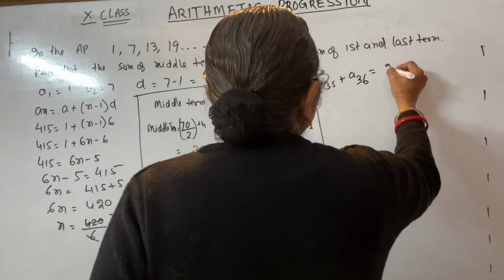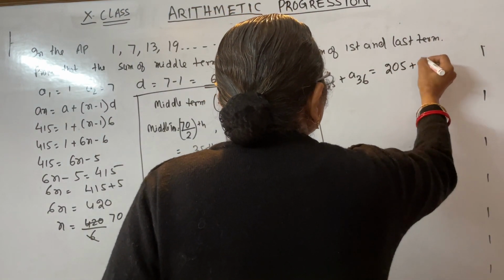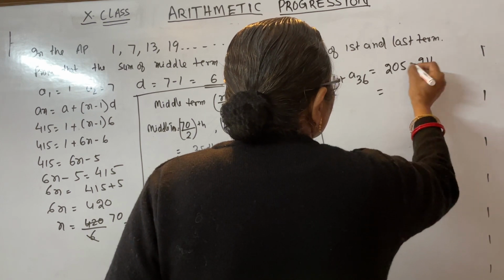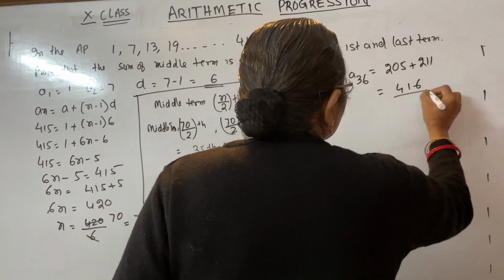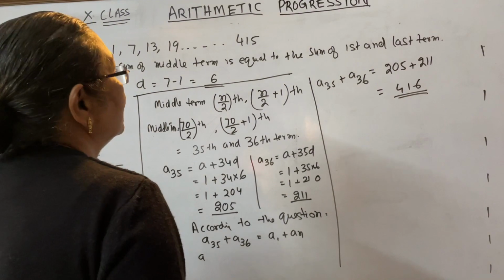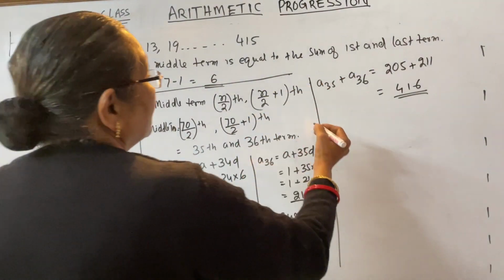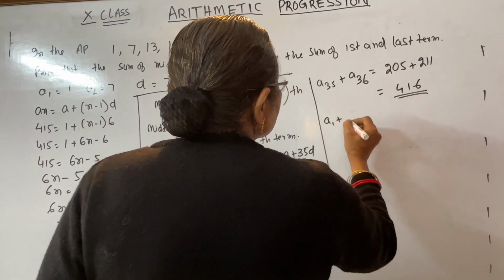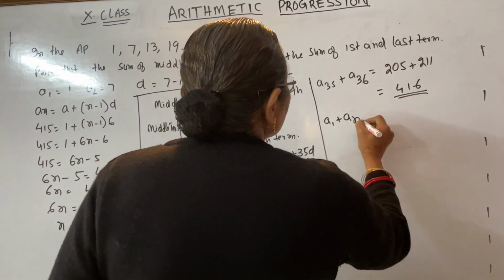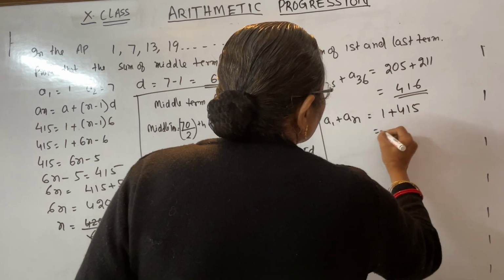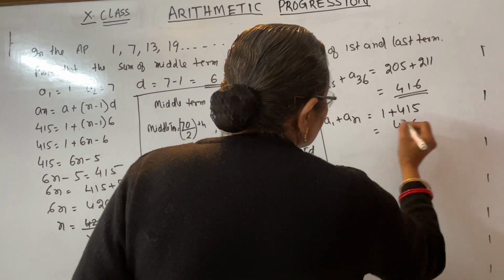है, 205 plus 211, ये क्या हो, 516 1 हो गया, 416 हो गया, sum of this mid. Then middle terms sum is all इसका. Now sum of first term plus last term, first term is 1, last term is 415, that is 416.